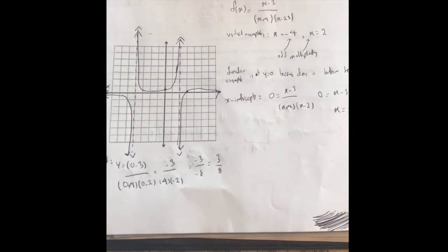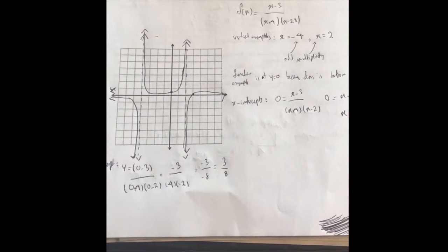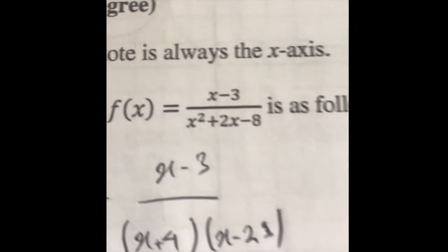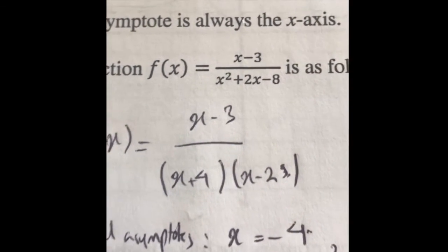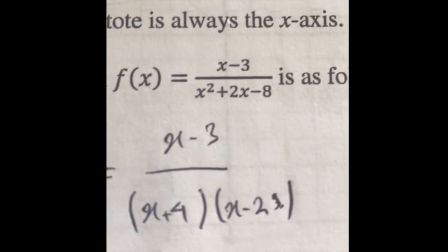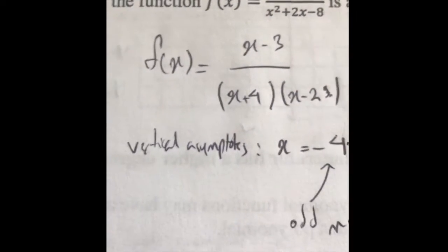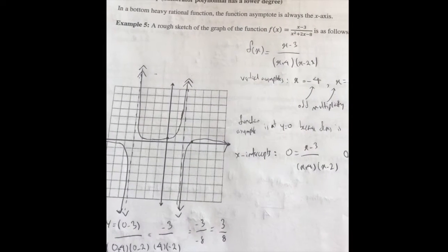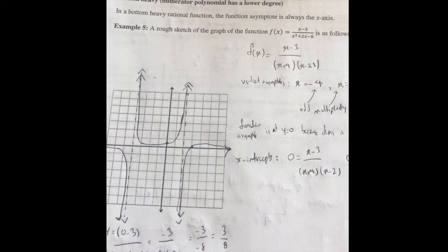Okay, so the first type of rational function you could run into throughout Pre-Calculus 12 is called the bottom-heavy rational function. And pretty much that's self-explanatory. What it means is that, let's say this is our function right here. If the denominator has a higher degree than the numerator, it makes it a bottom-heavy function. And now, what does that mean? In a bottom-heavy rational function, the horizontal asymptote is always at the x-axis.